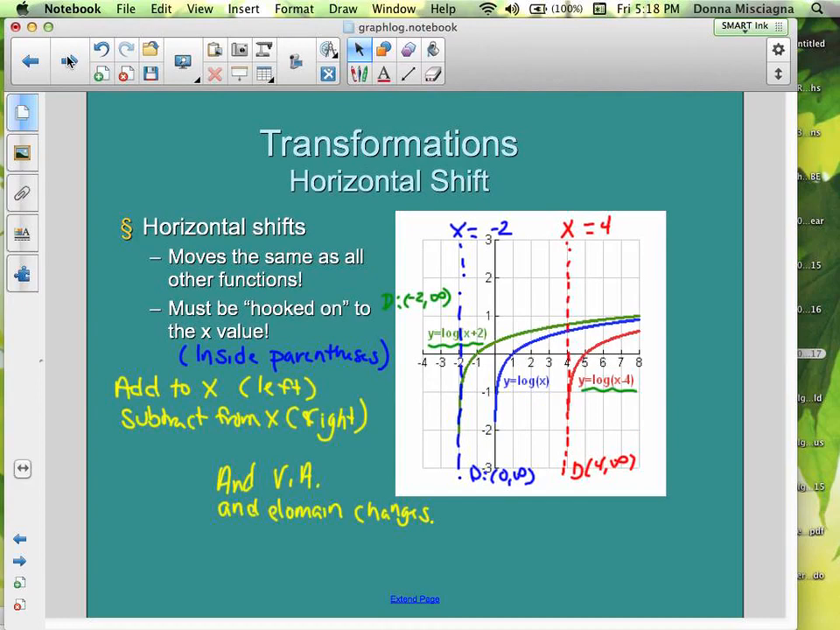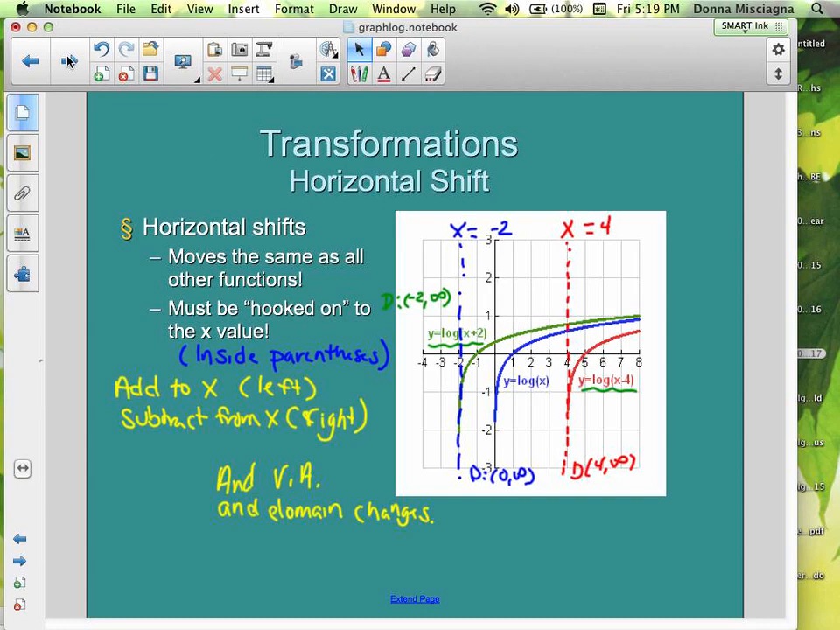So the blue graph in the middle there is y equals log of x. Its domain is 0 to infinity, and it has a vertical asymptote of x equals 0. The next graph, the green graph, is y equals log (x plus 2), with the x plus 2 in parentheses. Right? So positive 2 means that it's going to shift it 2 to the left. So all we have to do is take our base graph and move all the points 2 to the left. We have a new vertical asymptote, x equals -2, and our domain will be -2 to infinity.